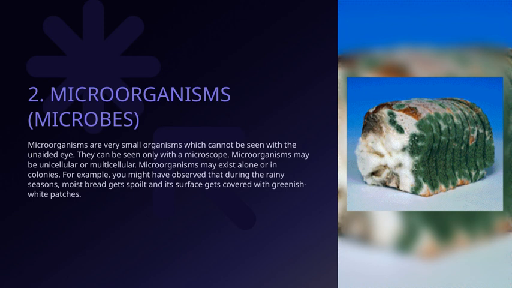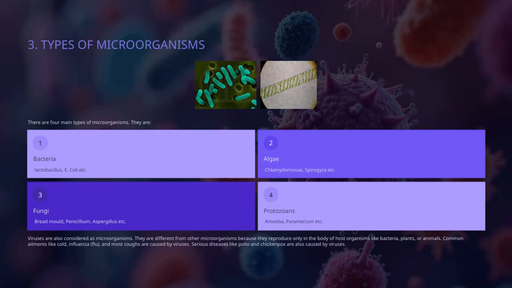For example, have you ever noticed how moist bread gets spoiled during the rainy season? You might see greenish-white patches on its surface. That's a colony of microorganisms, specifically fungi or bacteria, growing there. Understanding these tiny creatures is really important because they play such a big role in our environment, health, and even in industries. So, as we continue, keep in mind how these microbes are everywhere around us, often unseen but incredibly influential. Now, let's explore the different types of microorganisms.